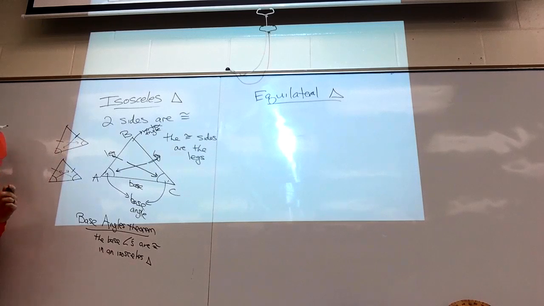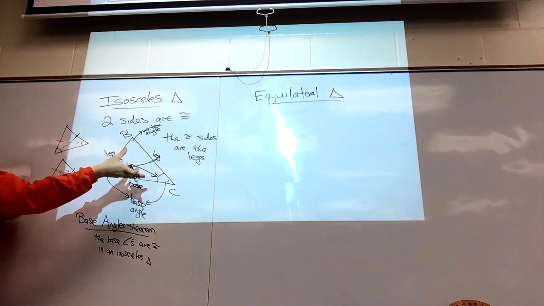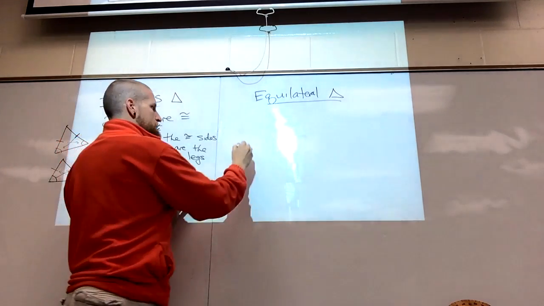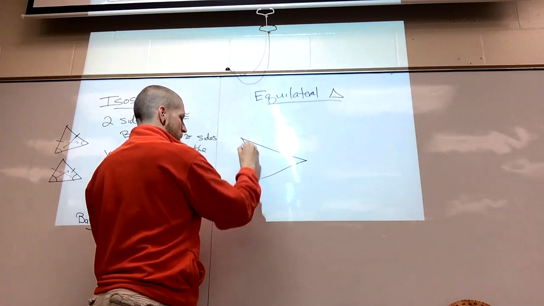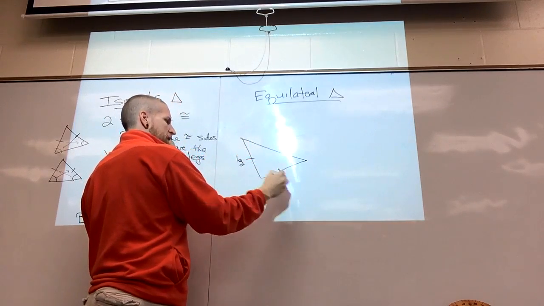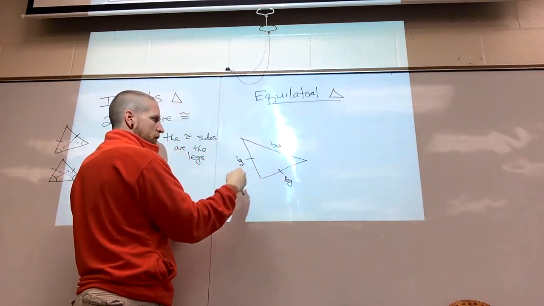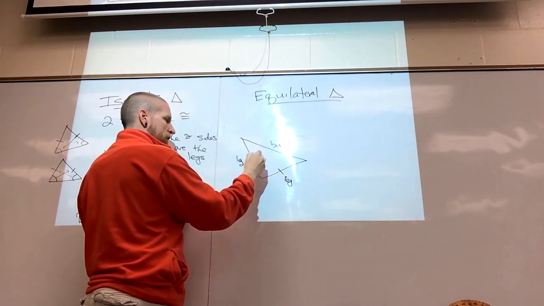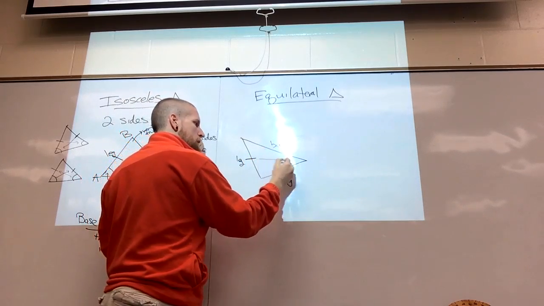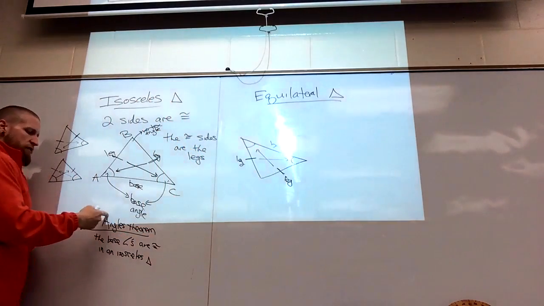And again, this is not the only orientation for it. I could turn it, I could flip it, I could do whatever I want with it. So if I had it drawn this way, those would be my legs, and that would be my base. Even though it's not on the bottom, it's still the base because it's the one side that's not congruent. So this would be an isosceles triangle, and that angle and that one would be congruent because of that theorem.